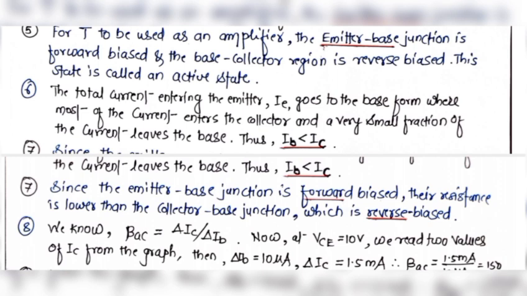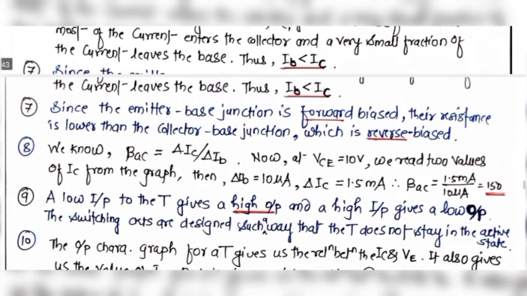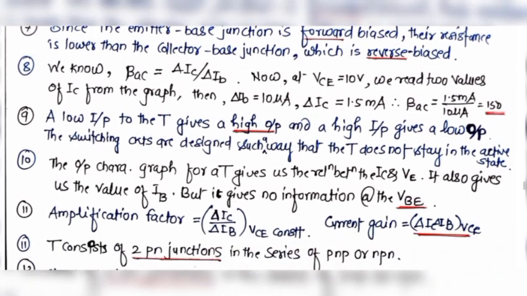The total current entering the emitter, that is IE, goes to the base, from where most of the current enters the collector and a very small fraction of current leaves the base. Thus, IB is less than IC. Since the emitter-base junction is forward biased, its resistance is lower than the collector-base junction, which is reverse biased.